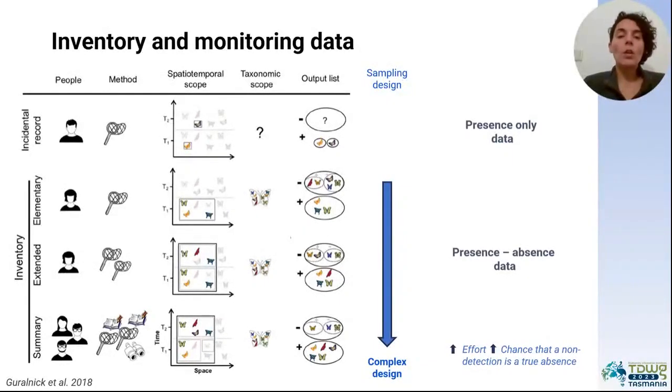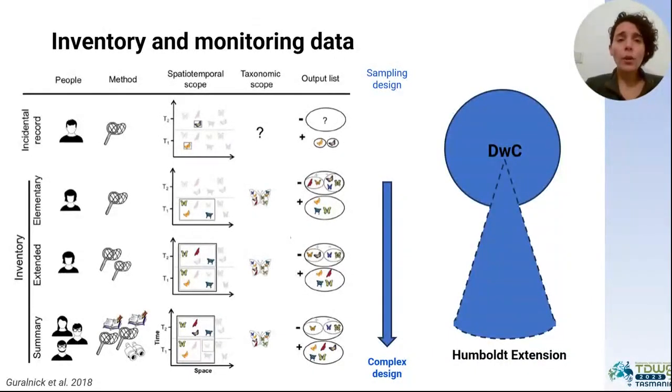So knowing the information about the scope, the sampling design, and the effort allows us to infer absences. And this is very important information when we're trying to estimate species distribution or changes in abundance. In its current form, Darwin Core already does a great job allowing users to describe species occurrences, so presence-only data. But it is limited in its ability to describe the context of those occurrences. For instance, the detailed information on the scope, the sampling design, and effort.